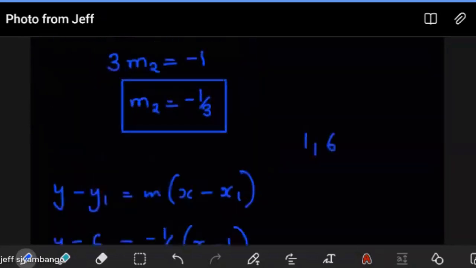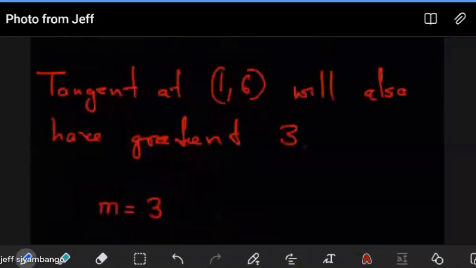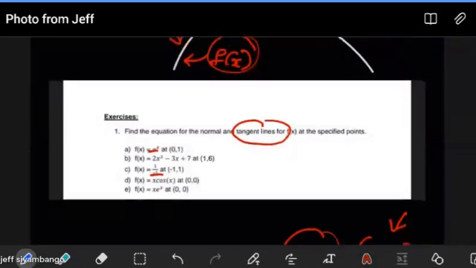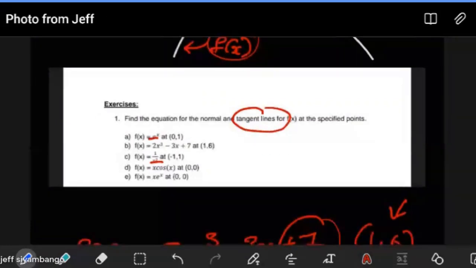And for all the questions that Kangwa shared in the group, this is the approach that we'll be taking. Differentiate to get the gradient of the tangent, then use that gradient with a given point to find the equation of that tangent. Then once you're done with that, you can move on to the normal. For the normal, use the fact that the product of their gradients will be equal to -1 to find the gradient of the normal. Then use that gradient with a given point to find the equation of the tangent. So not the tangent, of the normal.